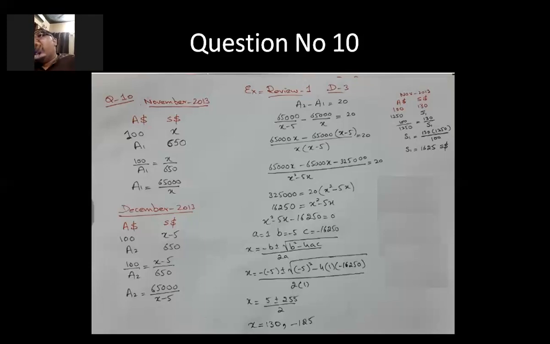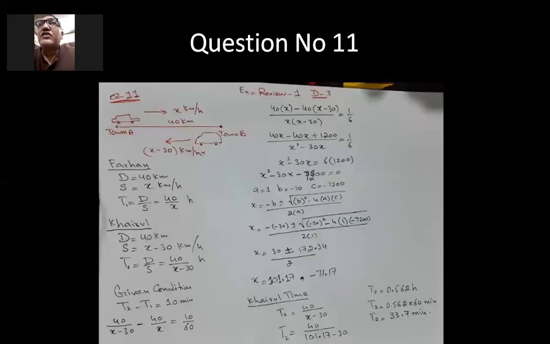And he has 1250 Australian dollars, and he converts them into Singapore dollars. So the question is how many Singapore dollars he will receive. And you can see the final answer here, 1625. This many Singapore dollars he will get. So hopefully you have understood. So let's move to the next question.